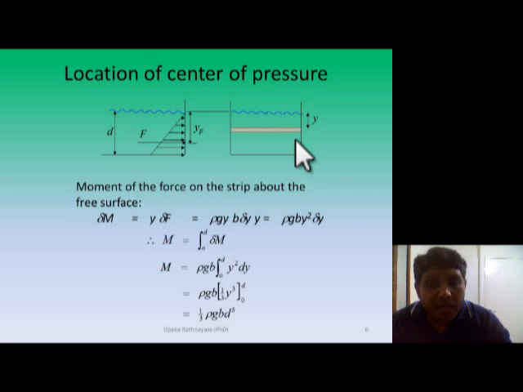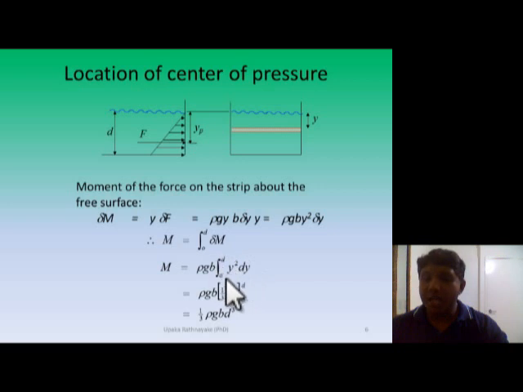Now, if we need to find the total moment of these small forces across the free surface, what would we do? We again do a simple integration. That is, M is equal to integration from 0 to D, that is from free surface to the bottom of the tank, of delta M. Now delta M is rho G B Y squared delta Y. So we know rho G B are constant, so we can take those outside the integration, and we are ending at integration from 0 to D Y squared dy.